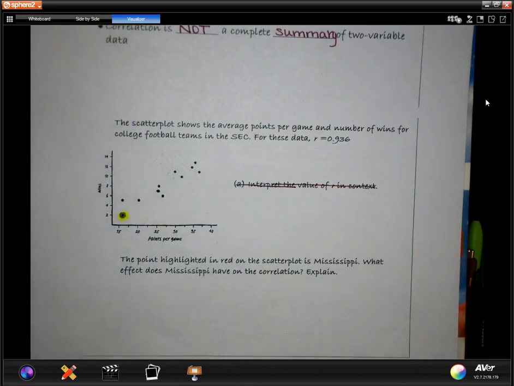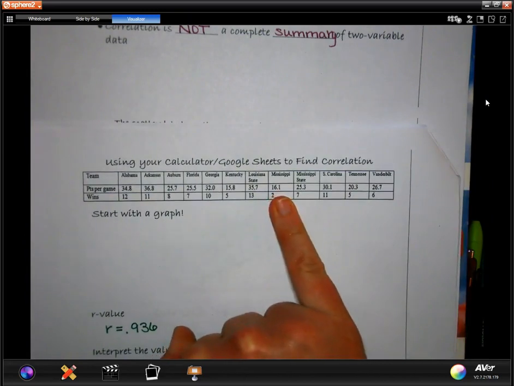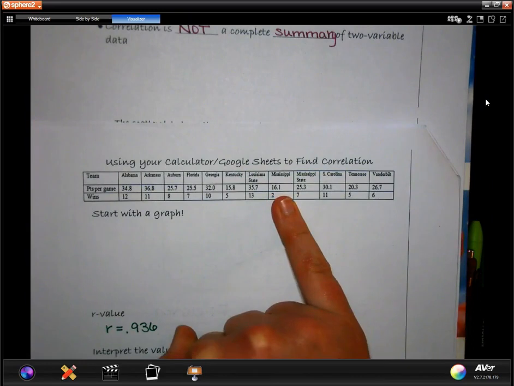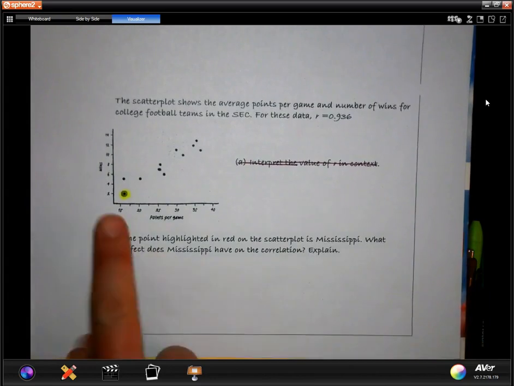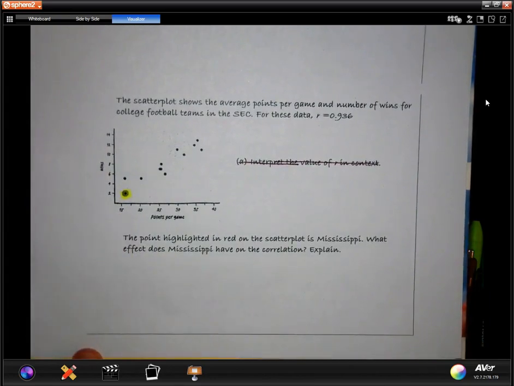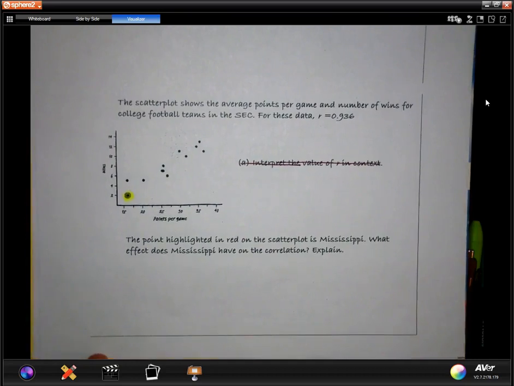And that represents Mississippi. Well, Mississippi is the team that scored about 16.1 points per game, but only won 2 games. So what do you guys think is going to happen if we get rid of Mississippi? Is our correlation, which by the way, remember is 0.936, is it going to get closer to 1 or is it going to go further away from 1? You're just nodding. What does that mean? Which of the two choices? Closer to 1? Tanner says closer to 1. You guys are nodding. Okay.